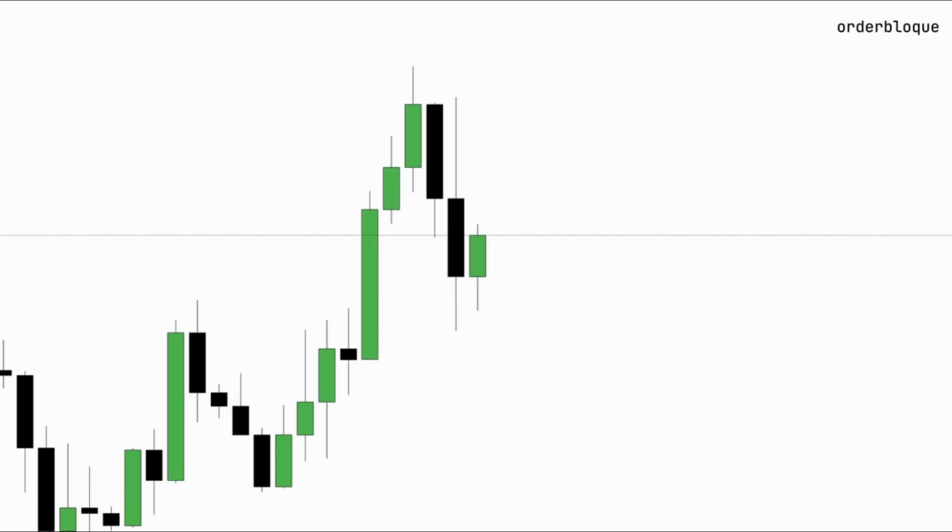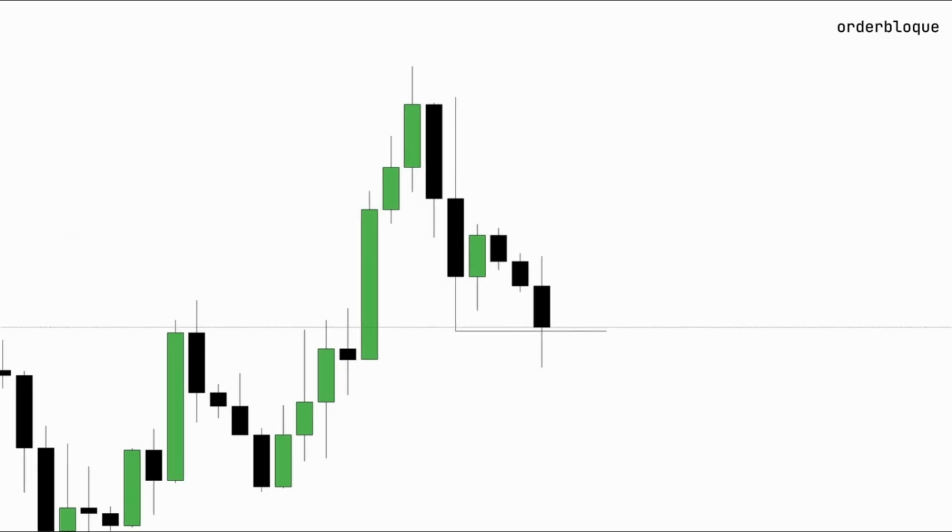Here's a real chart example that supports my point. The price makes a liquidity raid on the 4-hour time frame. If we want to confirm the idea that this fractal can actually reverse the price, we need to move to a lower time frame and wait for a break of structure.